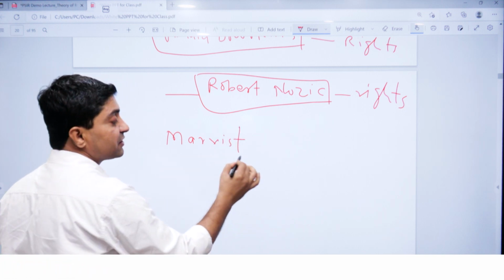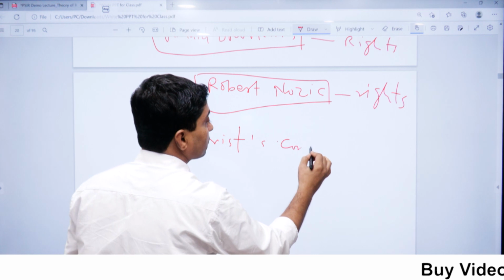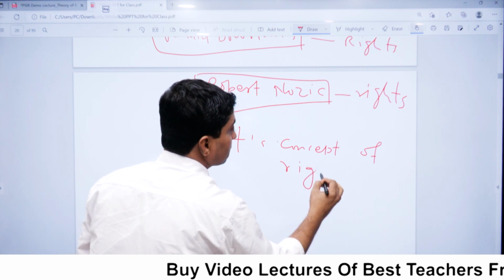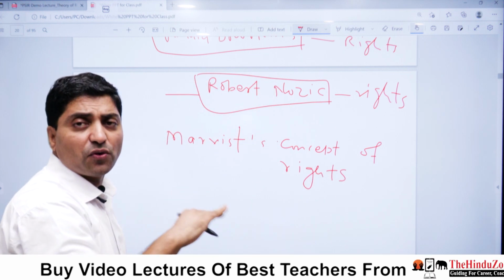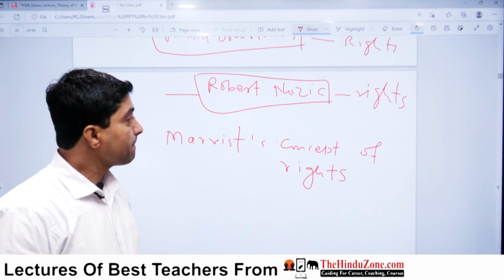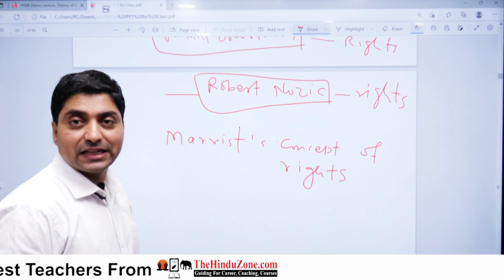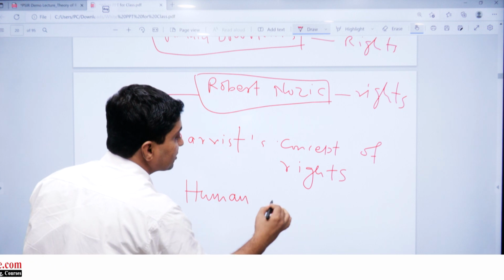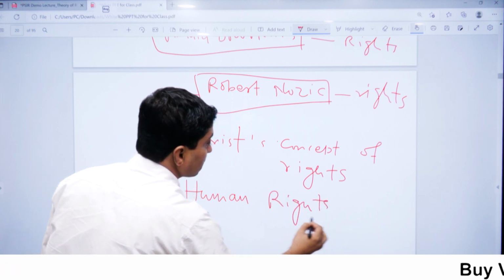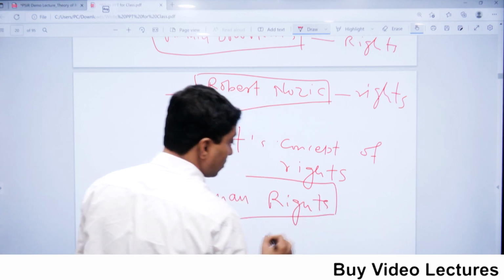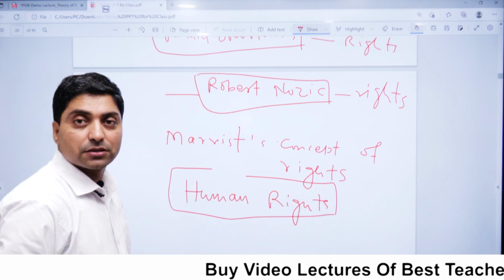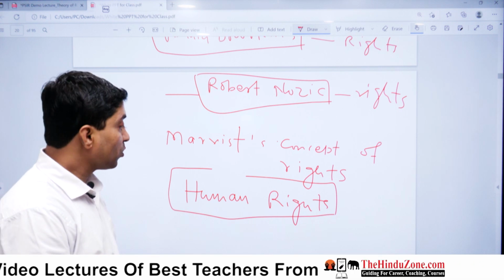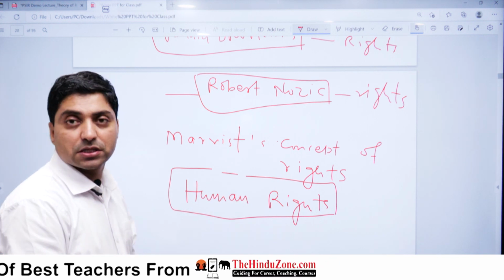After dealing with the liberal theory of rights, I will talk about the socialist or Marxist conception of rights, what Marxists think about rights. So these are the various theories of rights that we need to know. After knowing all these theories, we will come to the concept called human rights, and we should know what human rights are, and in what context they evolved and became very famous.